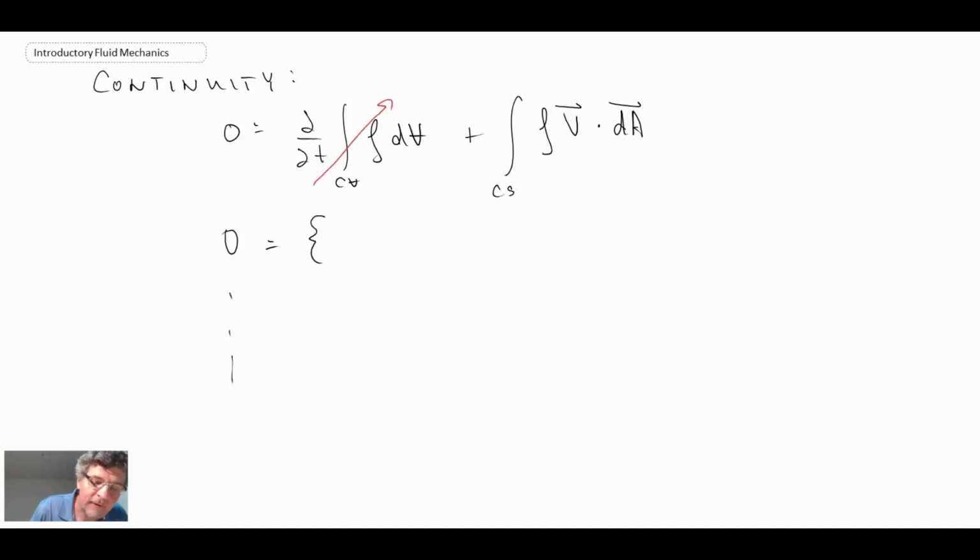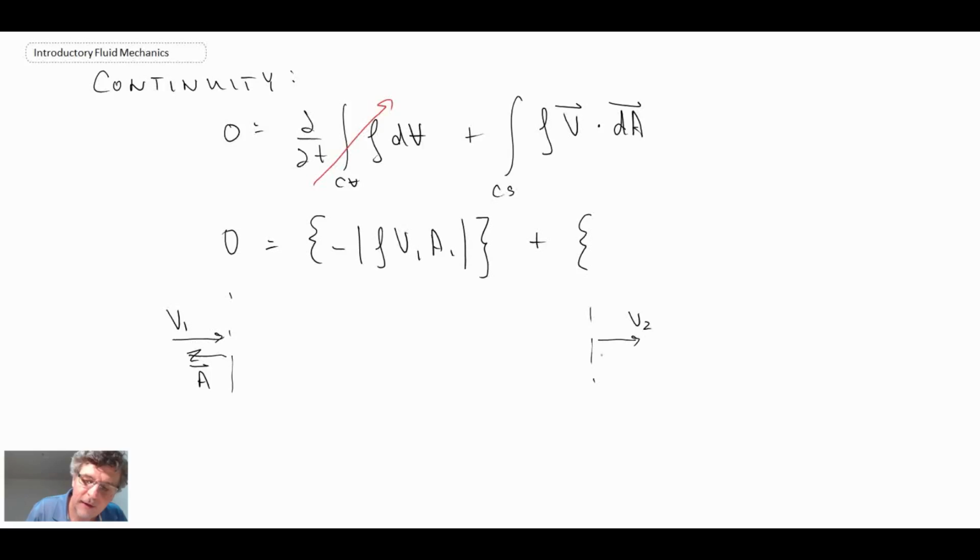we have, so this would be 1, we had velocity coming in here, and we know that the area vector is going to point outwards, so this is going to be a negative. And for the second term, at the jet itself, we have velocity in that direction, the area vector pointing out, the dot product of those two is going to be a positive.